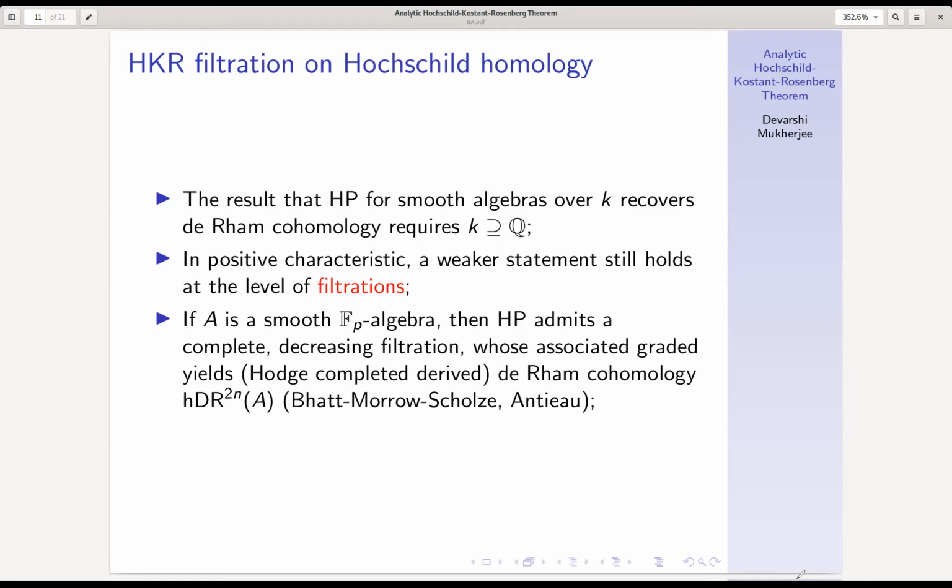Okay. Anyway, for this purpose, all I'm saying is that you have a statement like the Hochschild–Kostant–Rosenberg theorem's computation for periodic cyclic homology. It's just that you get a statement at the level of filtrations. So there is a filtration on HP or TP, whose associated graded gives you de Rham cohomology groups.